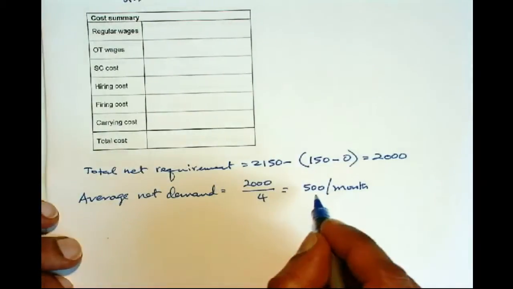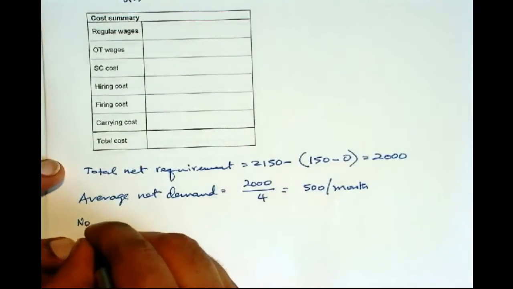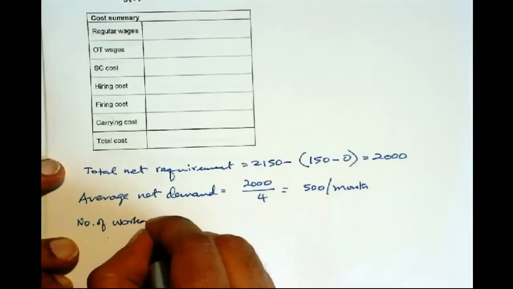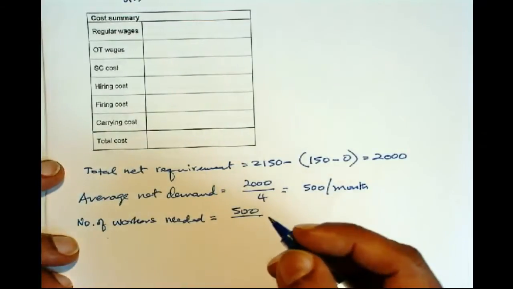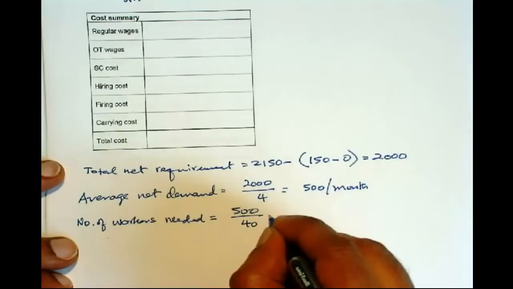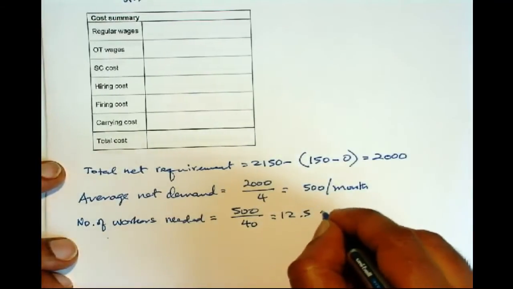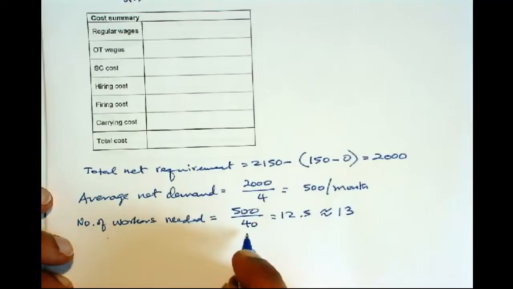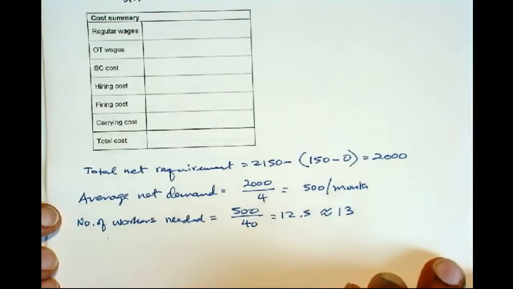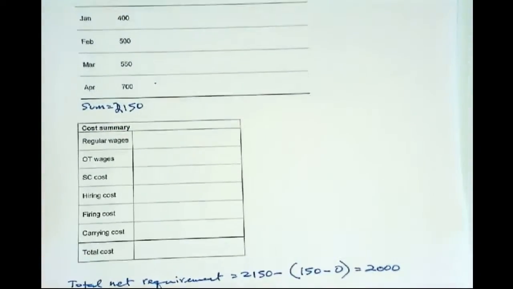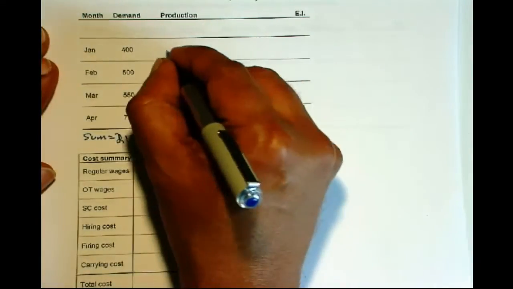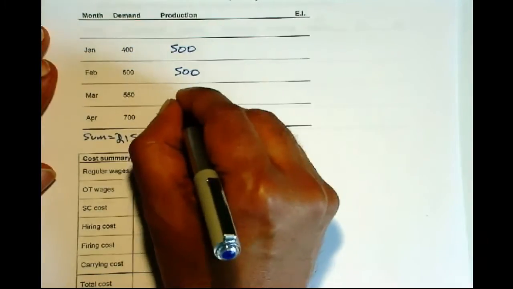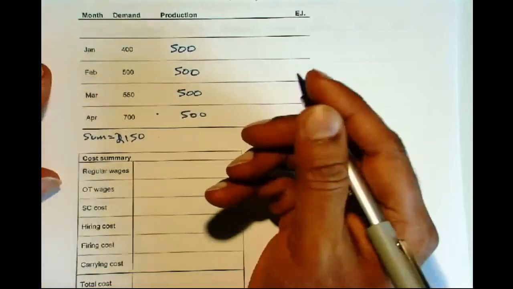So if you're going to produce at the rate of 500 a month, number of workers needed is 500 divided by the production rate. So remember that is 40. So that's 12.5, or we will round it up to 13. So 40 is the production rate that we have already calculated from before. Okay, so now let's set up the production. So production is going to be level, so 500 each month. So 500, 500, 500 and 500.